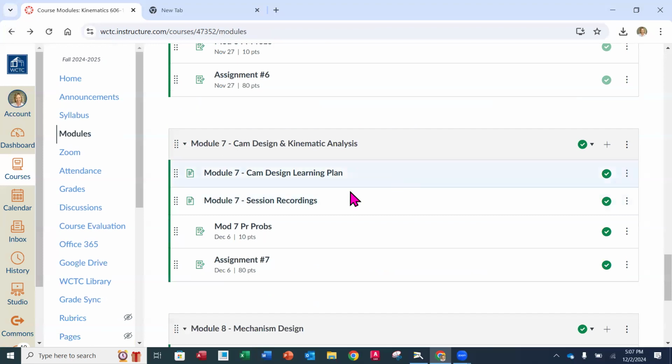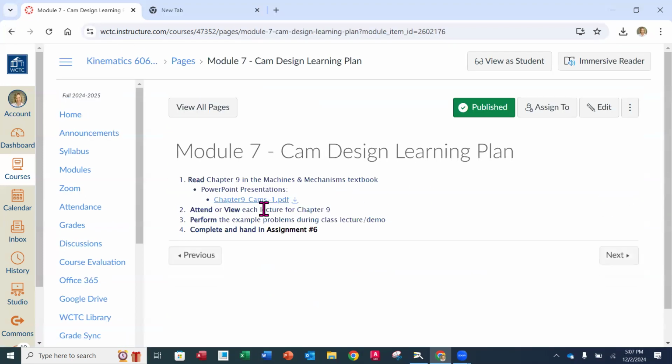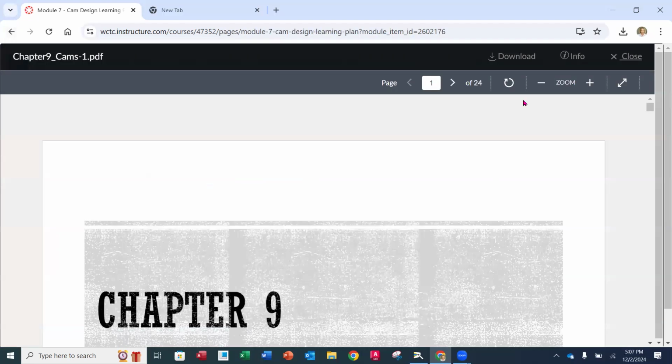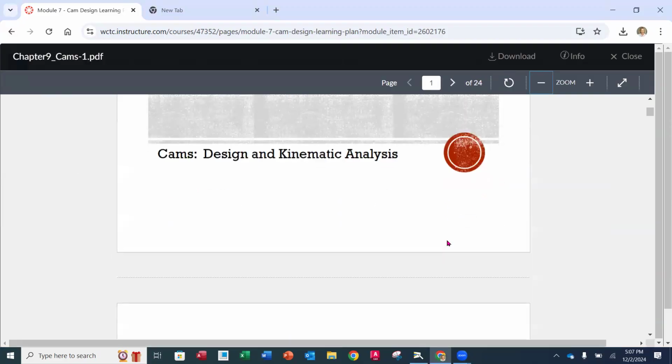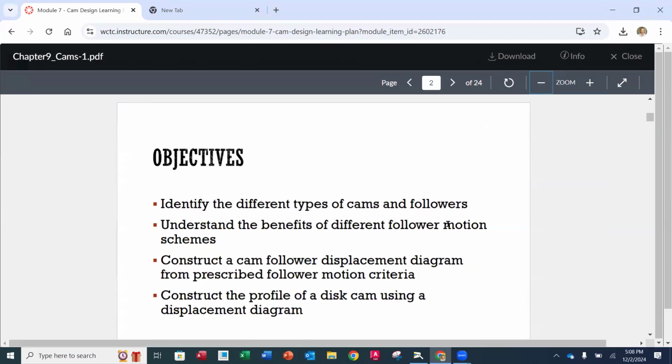Okay. So we're going to get started by going to the PowerPoint presentation and looking at that. Chapter 9 starts on page 223 in your book, and we're going to be looking at CAM design.